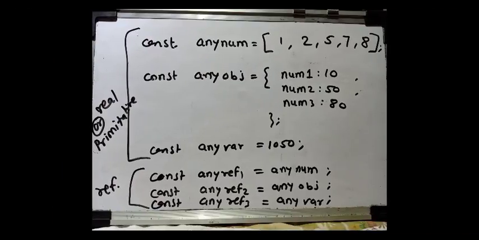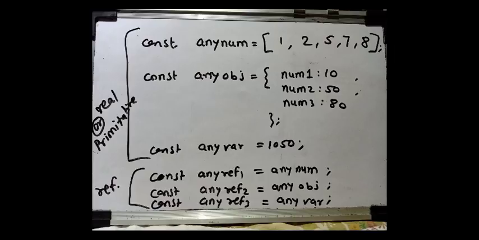Here I have a variable any_num. It's an array actually: 1, 2, 5, 7, 8. These are 5 numbers in the array. I have an object also, having key value pairs in curly brackets: num1 10, num2 50, num3 80. I have a normal variable const anyvar 1050. You may use var, you may use let also. Don't always use const. Const means the value is not going to be changed. Once it is set, it will stay.